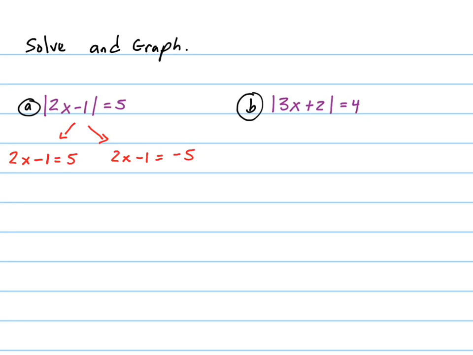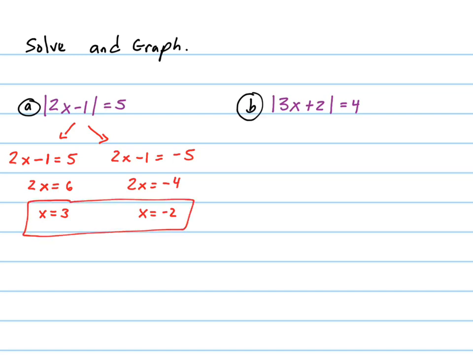Now we're just going to solve these two equations. We can do so quickly. We would add the 1 to both sides. So you have 2x equals 6 here. Here you're going to get 2x equals negative 4. On the left, we'll divide by 2. X equals 3. On the right, we'll divide by 2. X equals negative 2. So for this absolute value equation, we have two answers, 3 and negative 2.